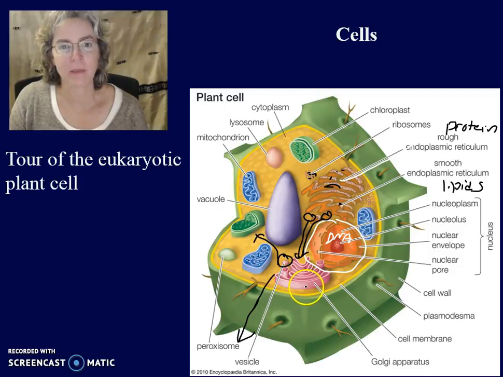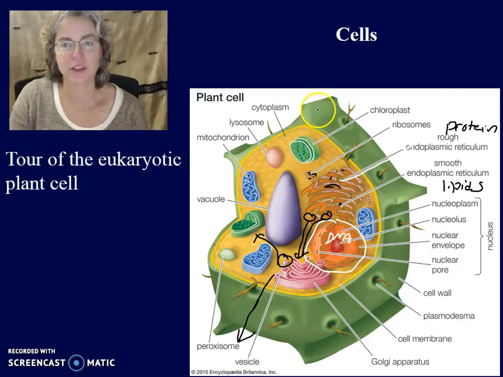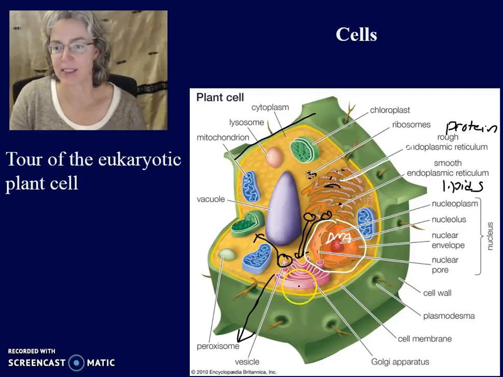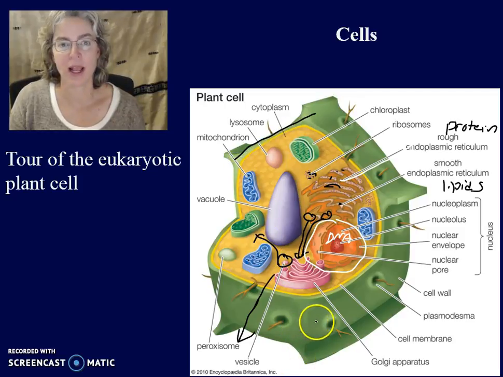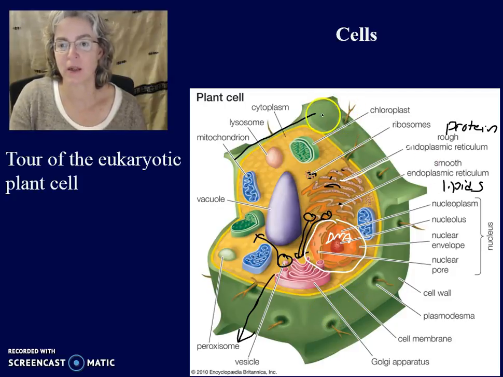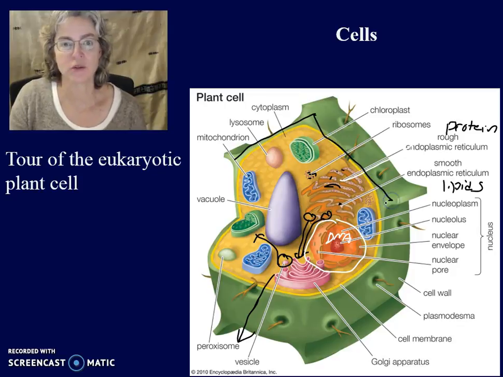So many of the same organelles as in an animal cell. One major difference is a cell wall. A plant has a cell wall, and it's a structure that gives the cell its strength.